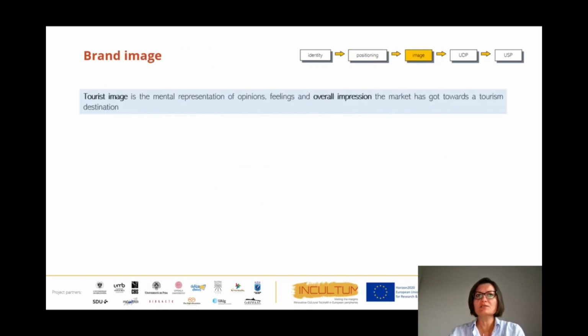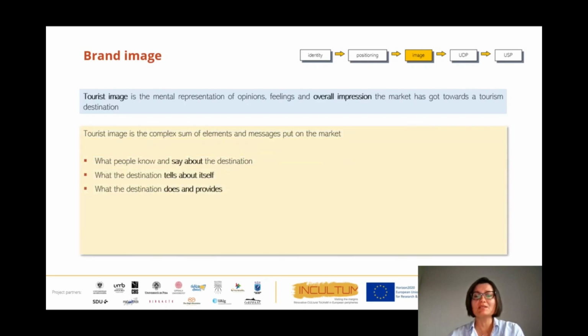The third logical step we face is the one dedicated to brand image. The brand image supports the positioning strategy of our destination from a communication point of view. Starting from the fact that tourist image is a mental representation of opinions, feelings, and overall impression the market has got towards a tourism destination, the questions we must ask ourselves are these. What do people know and say about our destination? What does our destination tell about itself? And what does our destination do and provide?